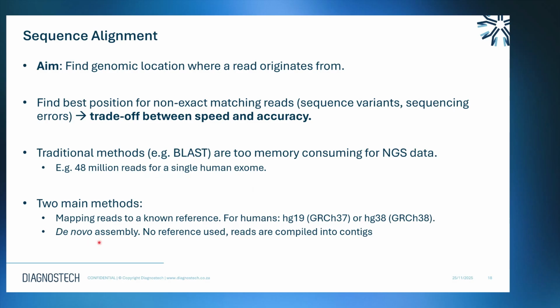There's also de novo assembly. This is where we don't use any reference. So we get the reads, but we don't align them to a reference. We compile those reads into contigs. This is typically done for organisms that might not have been sequenced, so there's no reference before, or you just want to build a genome.